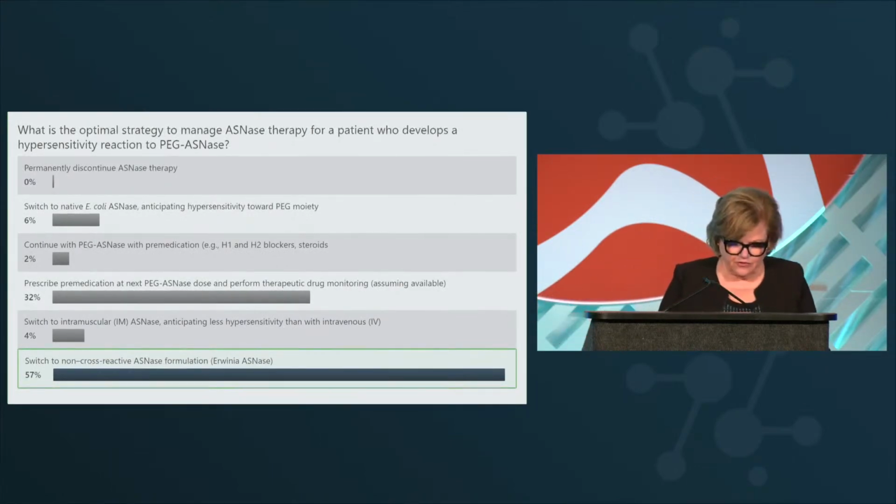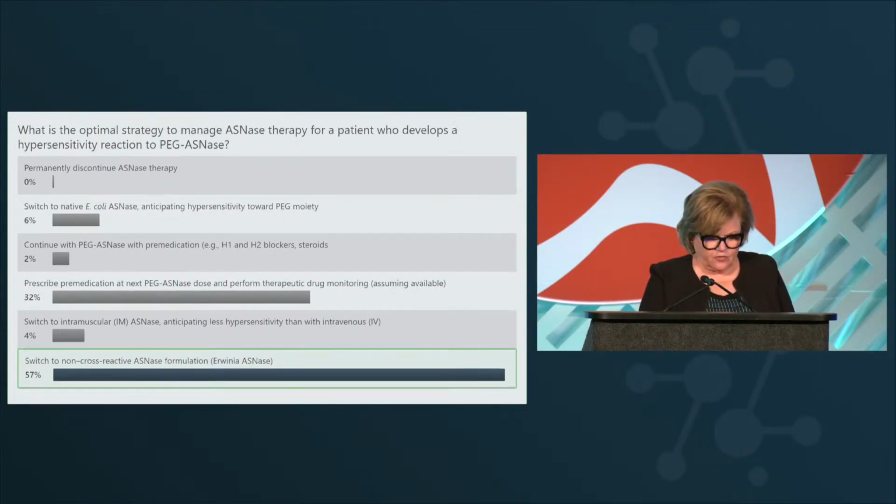We don't stop the asparaginase. Some said switch to native E. coli, anticipating hypersensitivity towards PEG. Then: continue with PEG with pre-medication, pre-medicate at the next PEG dose and perform therapeutic monitoring. Switch to intramuscular PEG, anticipating less hypersensitivity, and then switch to non-cross-reactive formulation. So I can say that, yay, everyone got the first one.